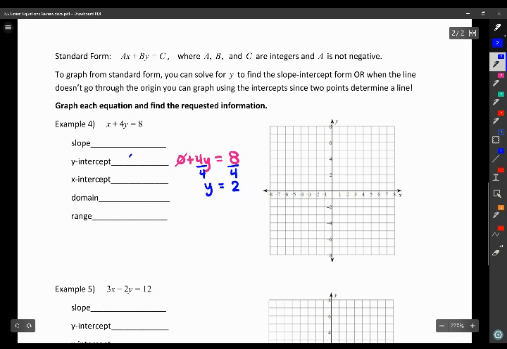So that's my y-intercept. If I go to find my x-intercept, then I'm going to have my y be 0. So I'm going to go x plus, let's do this in a different color. We're going to go x plus 4 times 0 equals 8. And again, 4 times 0 is gone. So we're left with just x is equal to 8. That's my x-intercept. So in this case, it would be easier for you to graph your y-intercept 2 and then your x-intercept 8 and connect the points.